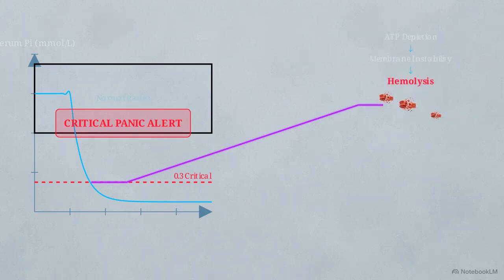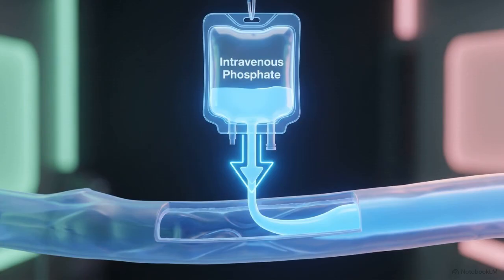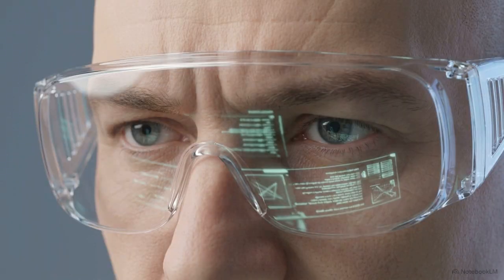Red blood cells lose structural integrity and burst in the bloodstream. Concurrently, the diaphragm loses contraction capacity, leading to respiratory failure and neuromuscular collapse. The standard clinical response is to execute an immediate, rapid intravenous phosphate correction to replace the measured deficit. A clinical pathologist pauses before authorizing this correction.